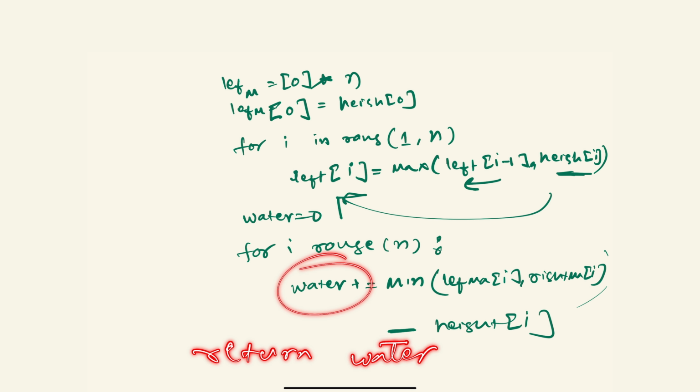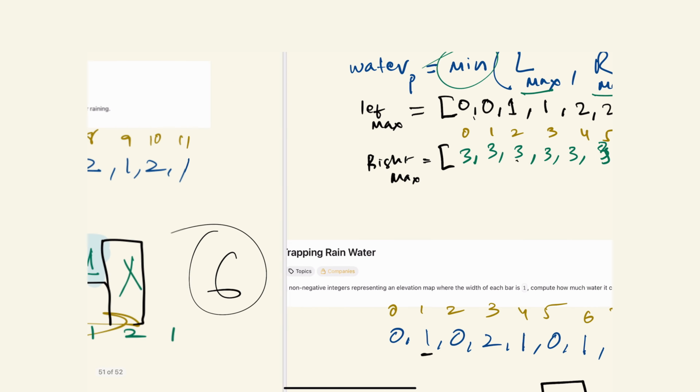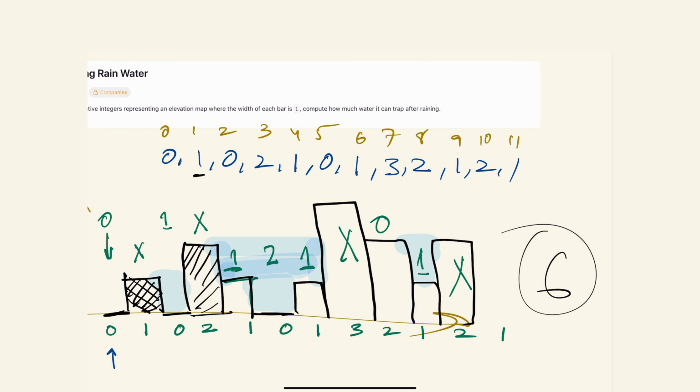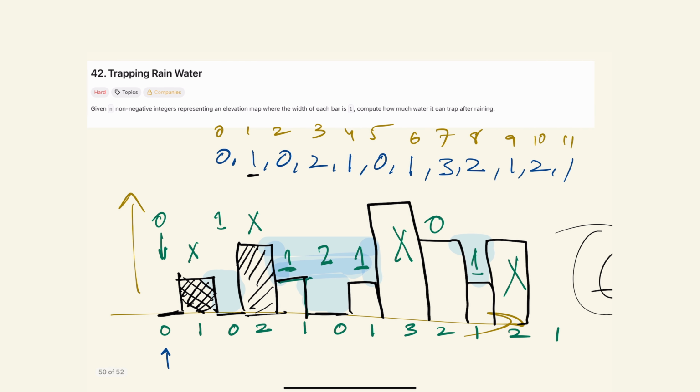This is going to be the amount of water it is going to hold if we pour the water on top. That's why it is called trapping rainwater. I hope you understand this. There is one more solution which is going to be a better solution. We'll see in the next video.